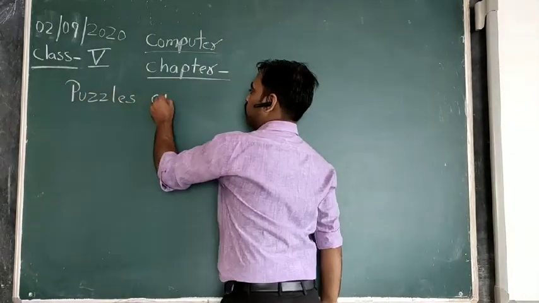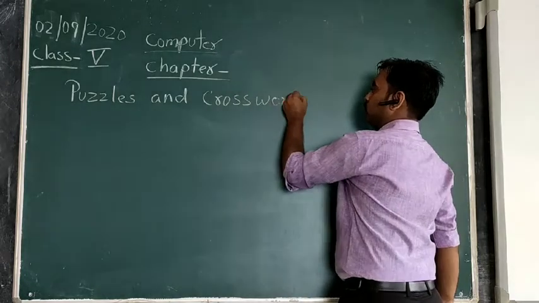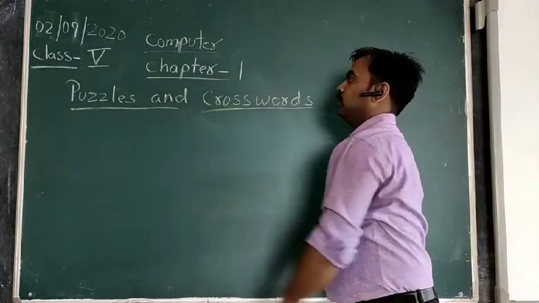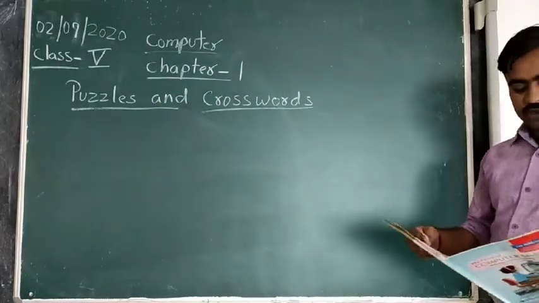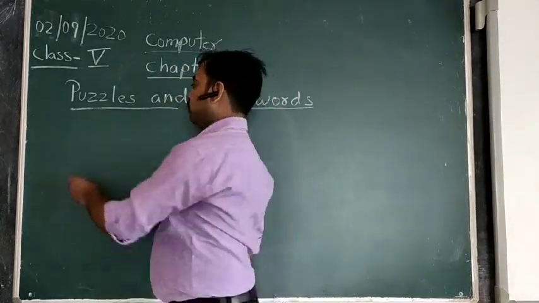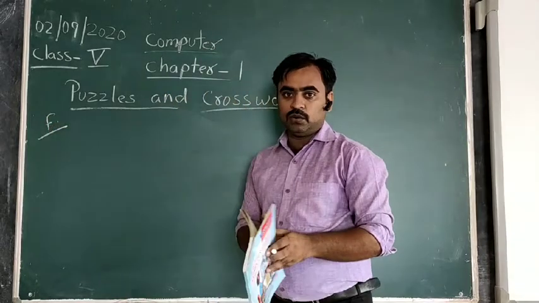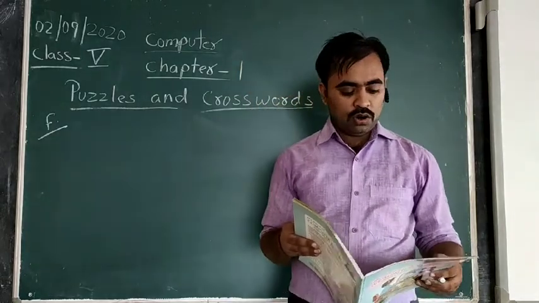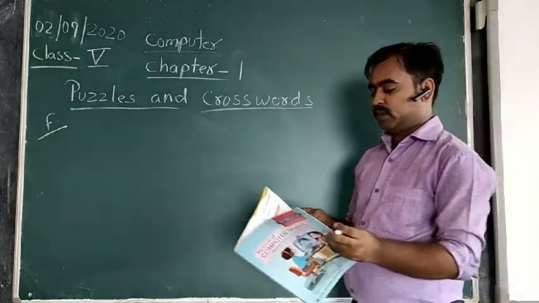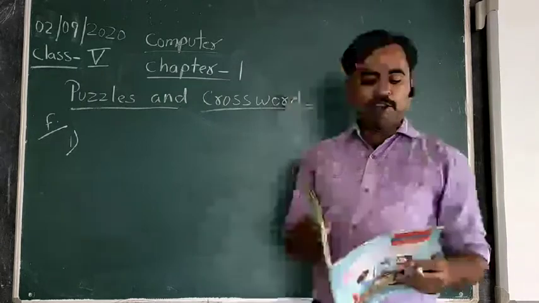Puzzles and crosswords. The puzzle and crossword of the first chapter. Here I will only write down the answers. You can write them from there, or if you want, I can write the question also. Okay, let us write the question also. So the first one is first generation computers.